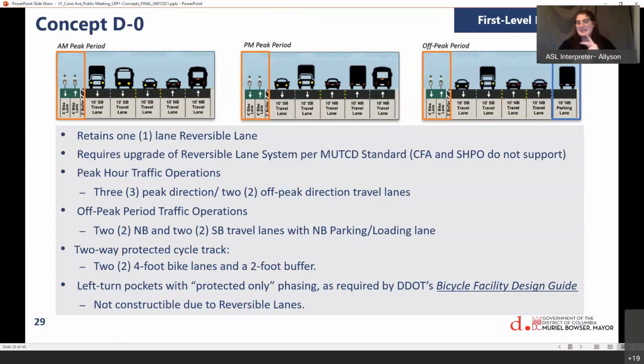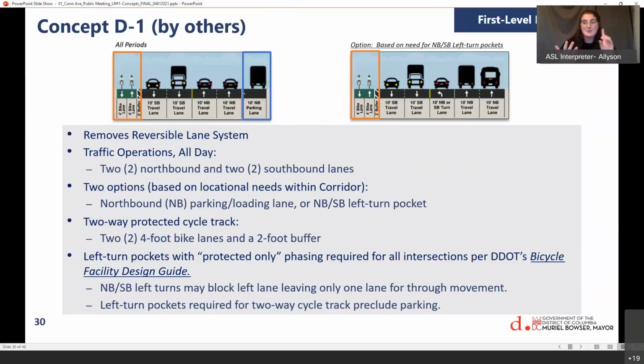Next slide. Concept D1 also has the two-way cycle track on the western side of the street. However, this concept removes the reversible lane. Traffic operations at all times of the day would be two travel lanes in each direction. There would be some opportunities for a northbound parking and loading lane and some locations for left turn pockets. Like we talked about before, for the bicycle facility design guide to have left turn pockets, this concept would allow for that design to happen.